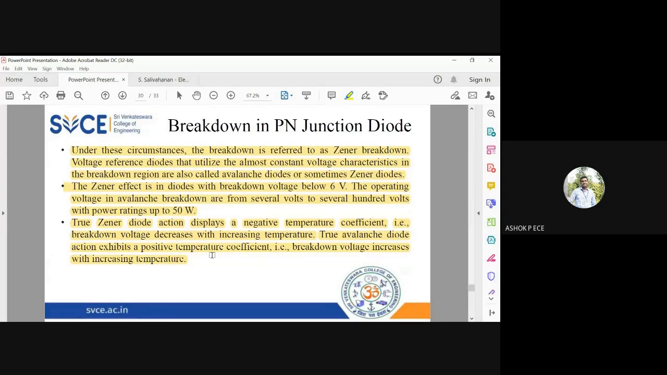Second point, a Zener diode has a negative temperature coefficient, which means as temperature increases, the breakdown voltage reduces. In PN junction diode, it is a positive temperature coefficient device, which means as the temperature increases, the breakdown voltage also increases, which will make the conditions very, very difficult for you to operate your diode.